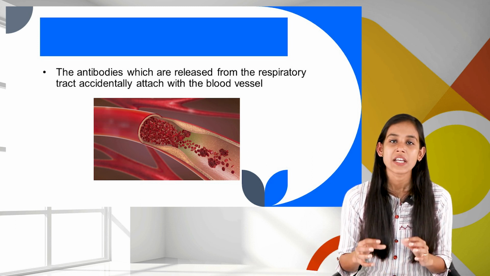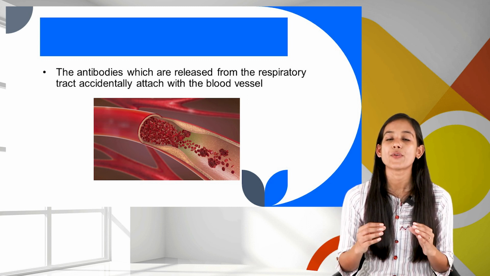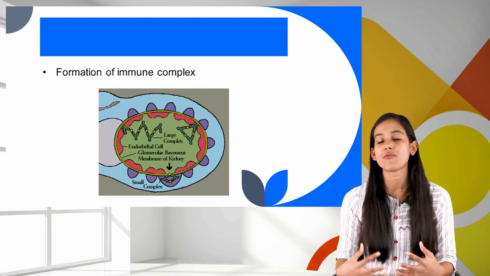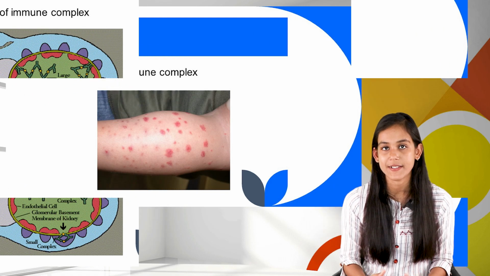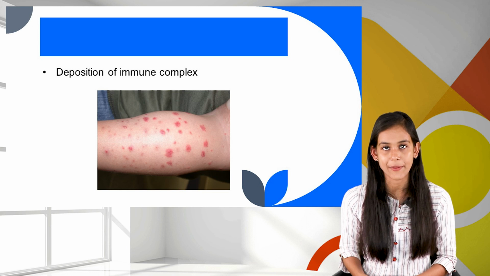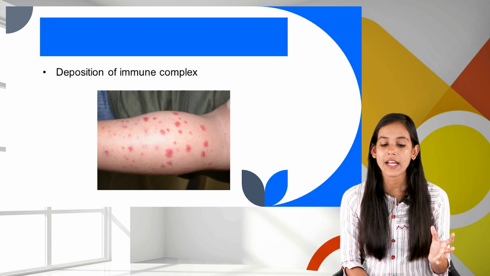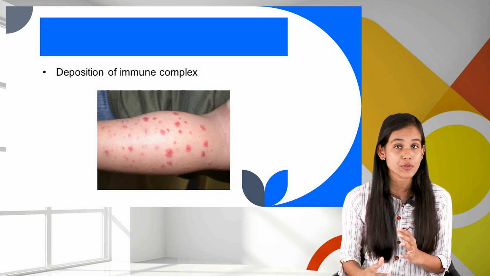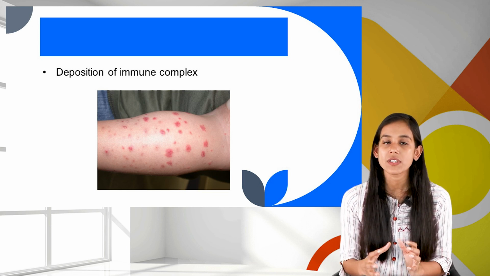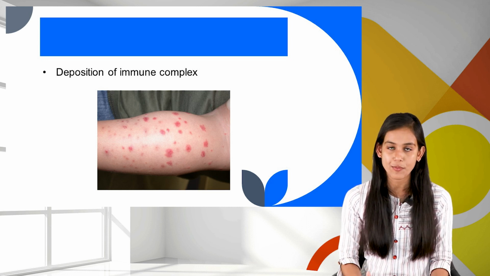So what would happen? Accidentally, these antibodies, these IgAs, would also get attached to the blood vessel, and this would lead to formation of immune complex. We learned in the definition that there would be deposition of IgA antibodies in the small blood vessels, and that is this deposition of immune complex. The immune complex has been formed already. Now this immune complex would get deposited in the small blood vessels.